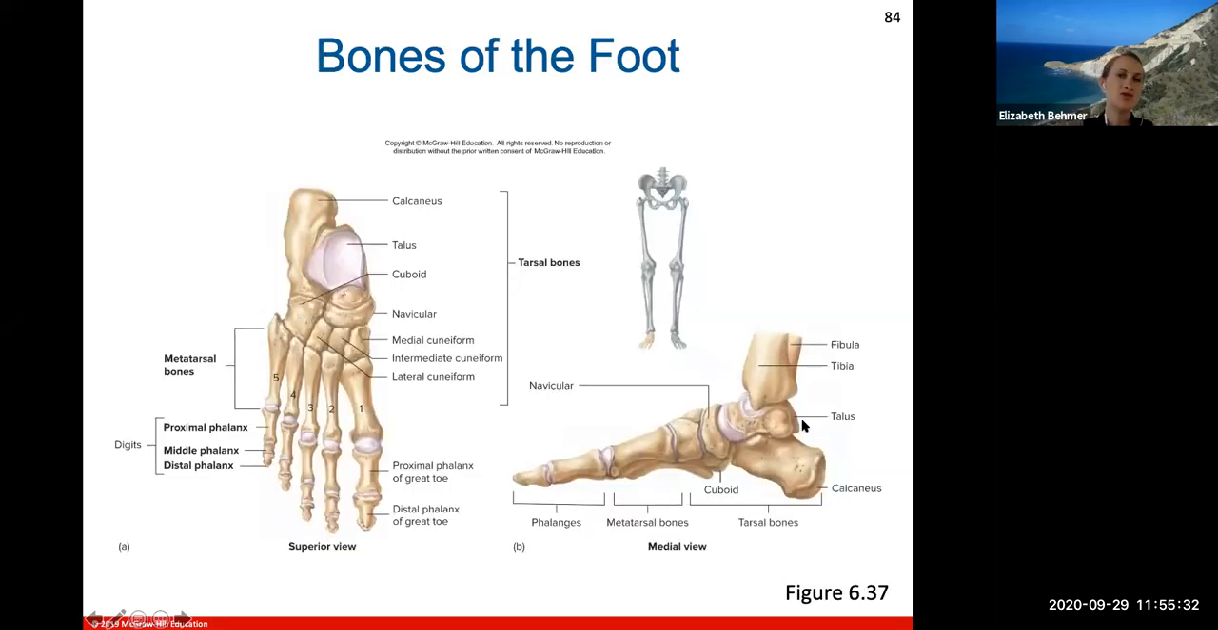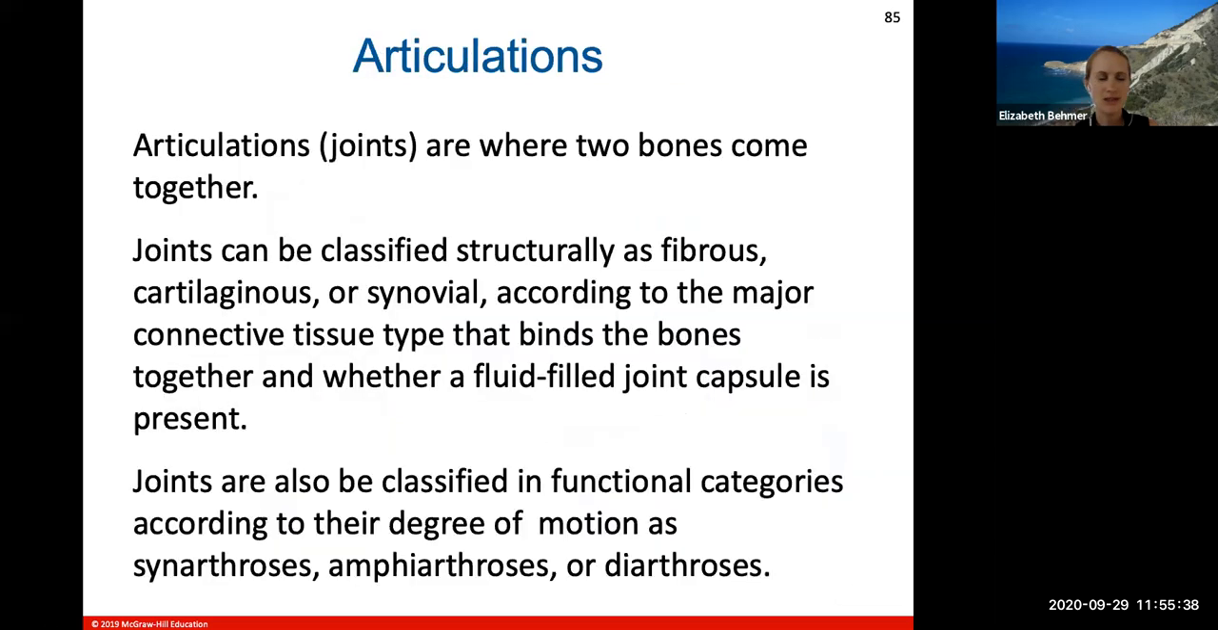And that gets us through the appendicular skeleton. Any questions on that before we talk about articulations, which are just joints?